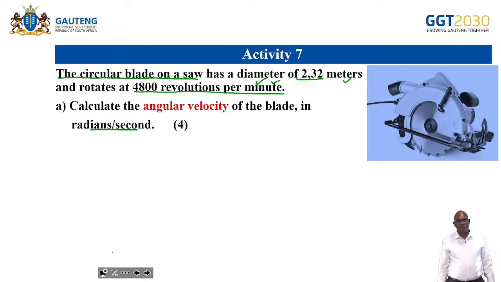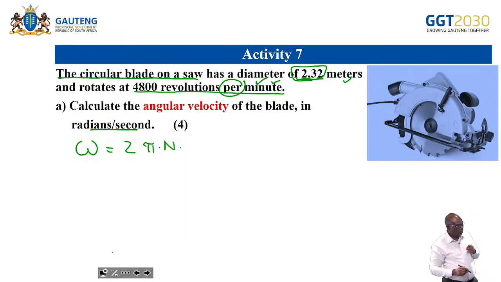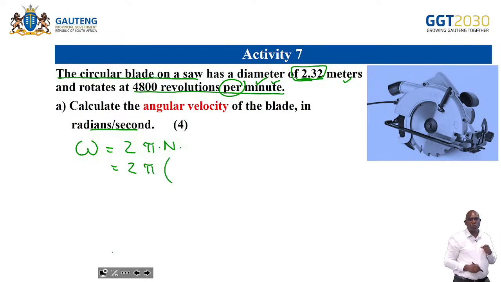Okay, now Activity 7 says, hope we have done that. We have a diameter given as 2.32 meters and rotating at 4,800. Remember we said per minute. That is why we must divide. So we're going to say our angular velocity is 2 pi multiplied by n. Now, what are we looking for here? We have 2 pi, we need the angular velocity. So we have 4,800 revolutions. Remember, it is per minute.